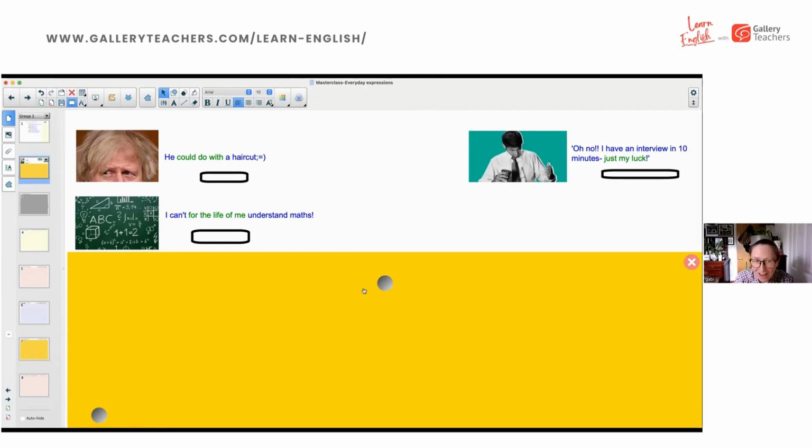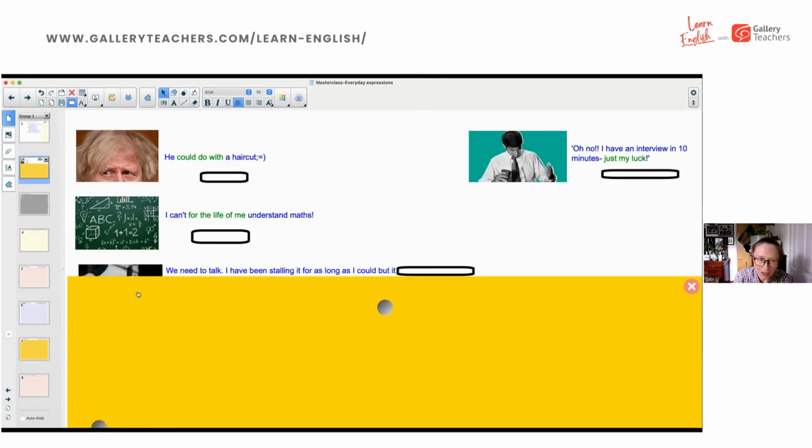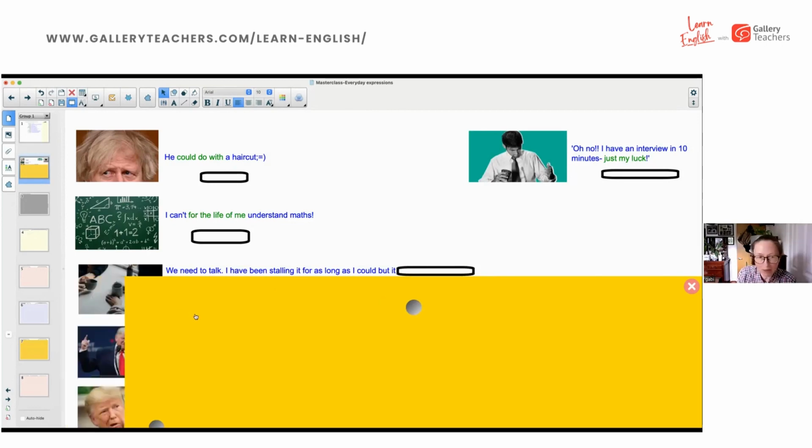So let's look at this one. Oh, this one is tricky, okay? Now, ignore the Donald Trump pictures. We'll talk about them in a minute. Here is the situation. It's my sister. Now, I have a bone to pick with my sister. There's something I need to talk to her about, and it's not going to be pleasant. So now I need to talk to her, and I've been stalling it for as long as I could, but I know that it's inevitable. The talk has to happen, okay?